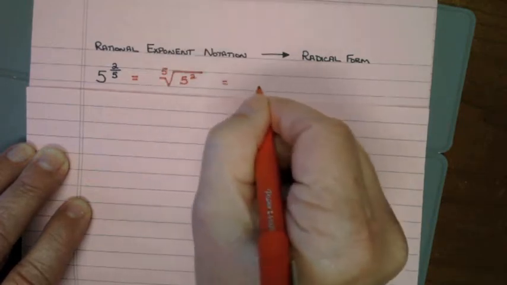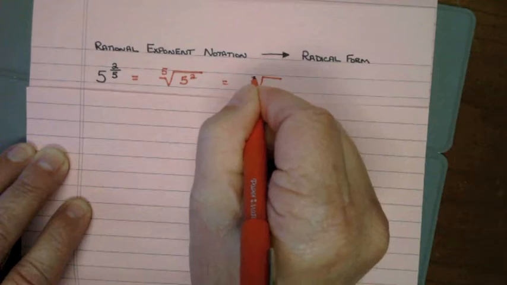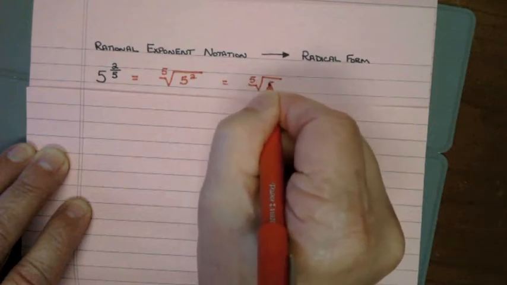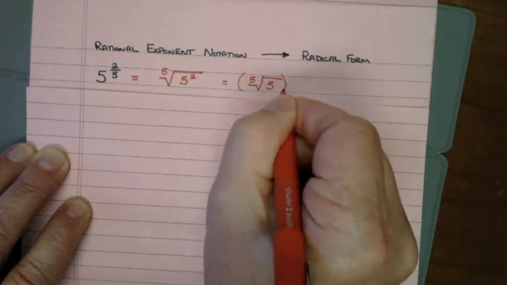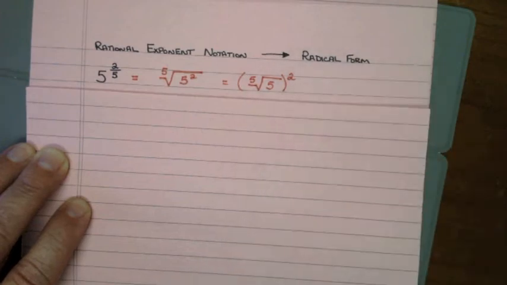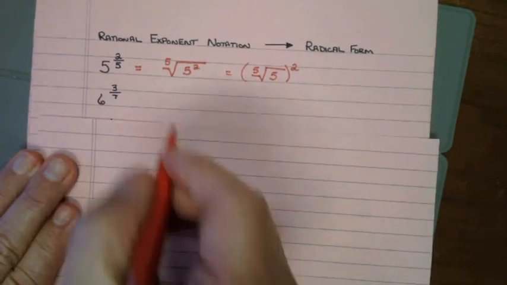Or I could write the problem like this. Put my index here, 5, and then my exponent on the outside. Either one is acceptable. Next example.